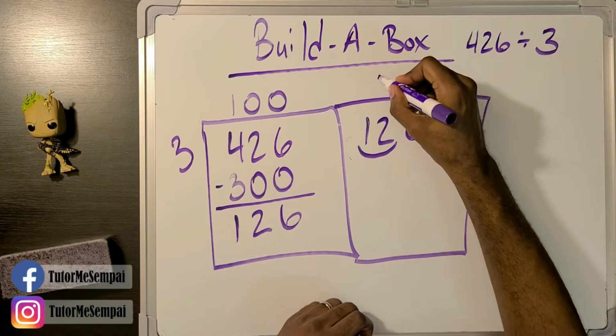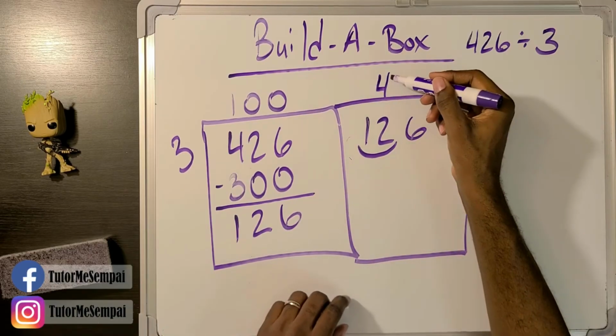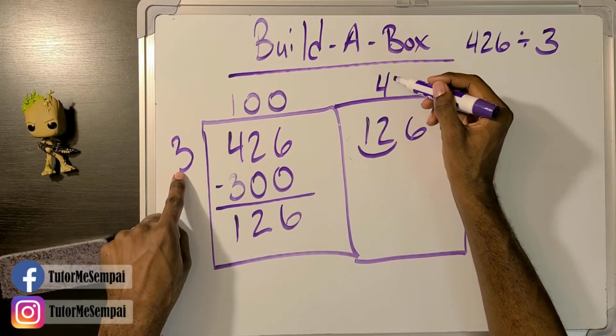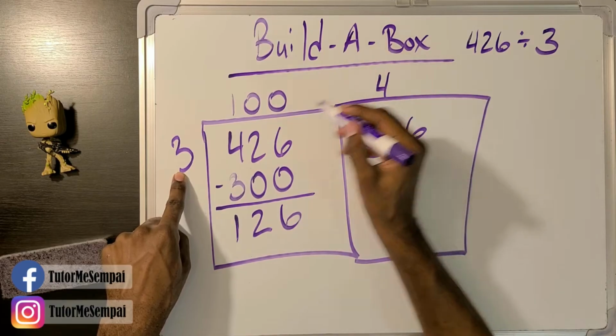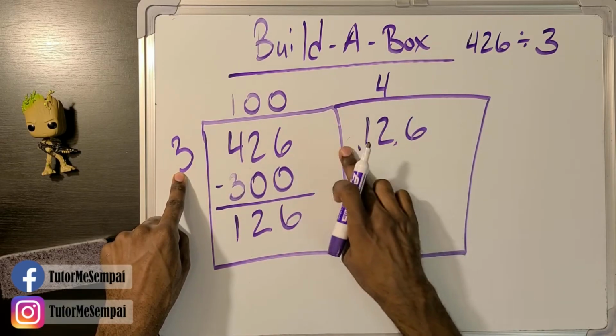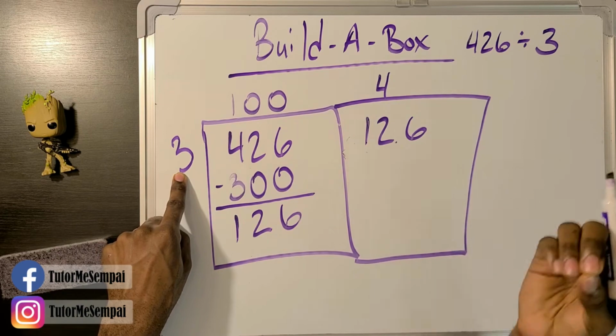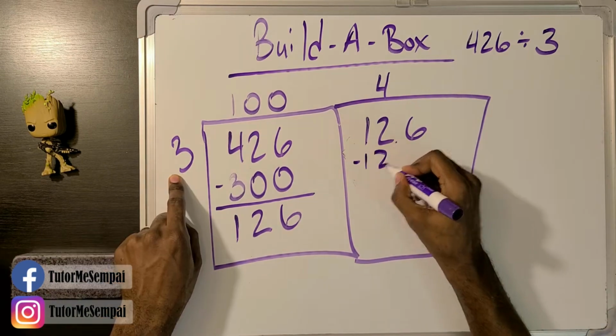Well, you're going to get 4 groups. Now, once you know how many groups, you have to multiply by your divisor. So 4 times 3 is going to be what? What do you get when you multiply 4 by 3? Well, you're going to get 12.